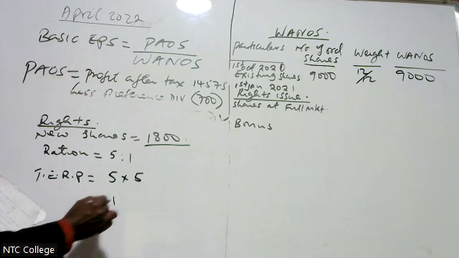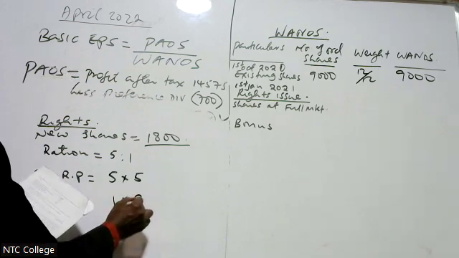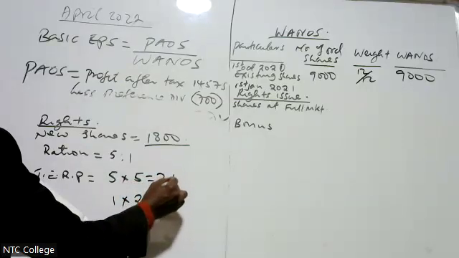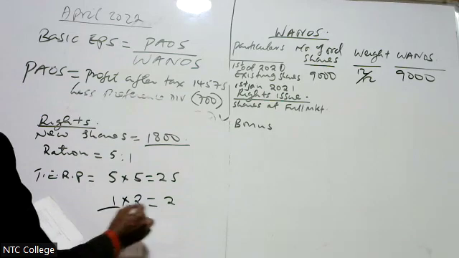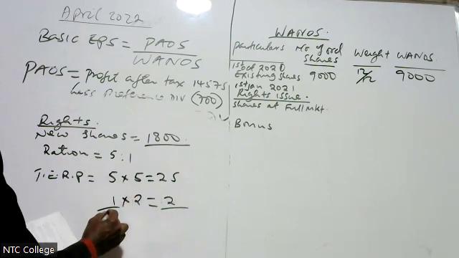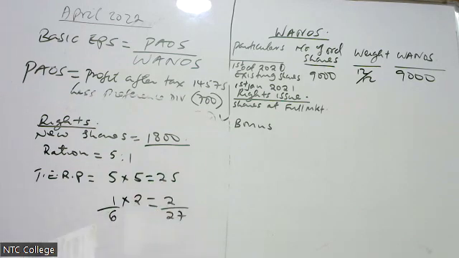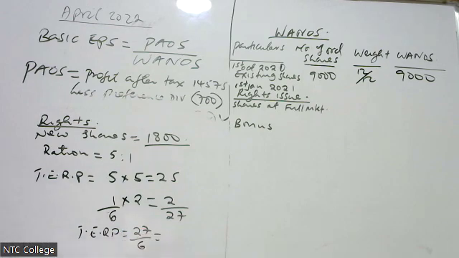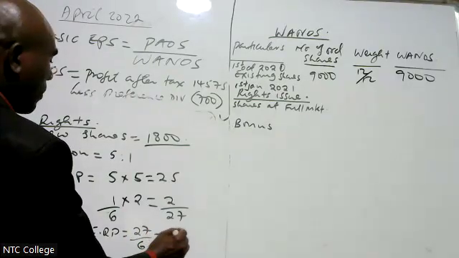Then the new shares I was issuing at shillings 2. Therefore, you multiply: this is 25, this is 2. Therefore, you add. This one you get 6 total shares, 27. Therefore, my theoretical ex-rights price equals 27 divided by 6, which is 4.5. My theoretical ex-rights price is 4.5.